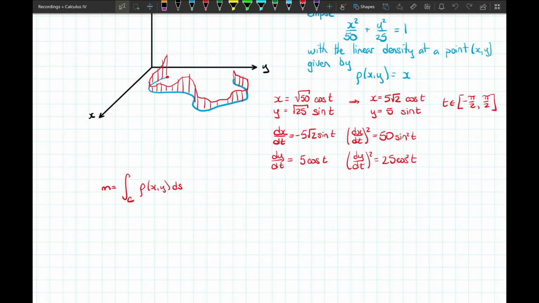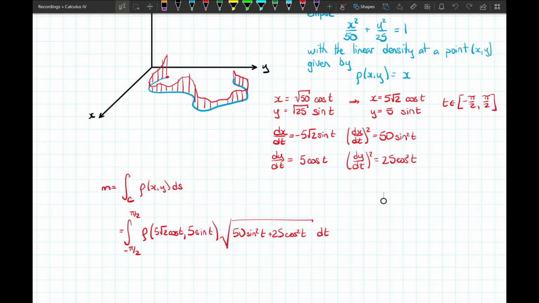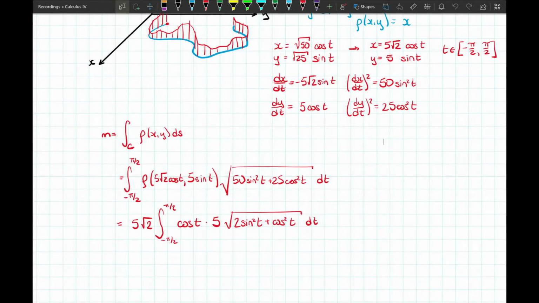And then to change the variable to t here, we will plug in our parameterization for x and y, and then multiply by the square root of dx by dt squared plus dy by dt squared. All right, well, starting off with the fact that the linear density function is simply x, then we have 5 root t cos t. And we'll pull that constant 5 root 2 out. We also have a factor of 25 that we can pull out of the square root to get 5. And that's going to make its way out to the front as well.